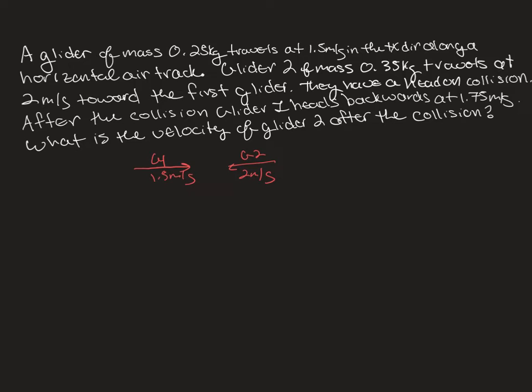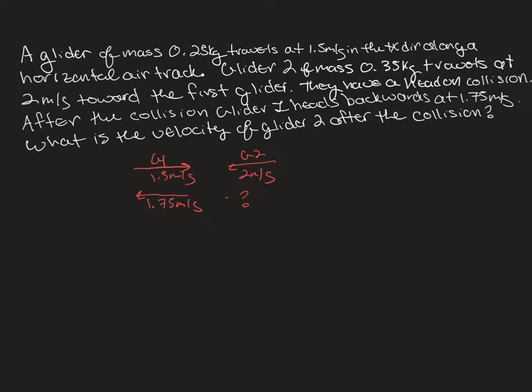After the collision, glider 1 heads backwards at 1.75 meters per second. What is the velocity of glider 2 after the collision? So glider 1 then heads backwards, so now in the negative x direction. And so we have to figure out what glider 2 does.